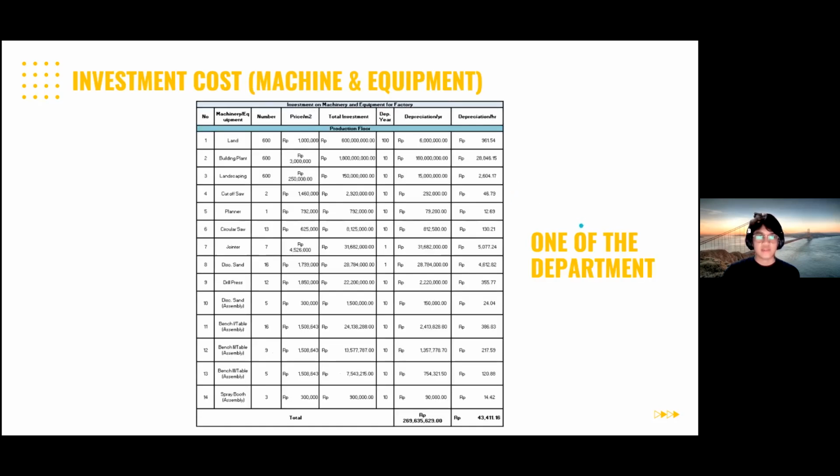Okay, and then the next one is the investment cost. We have many machines and equipment, but here we just put one department. This is the production floor. In the production floor, the total investment cost is 269 and so on per year, and per hour is 48,411.